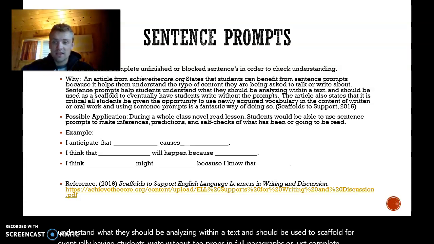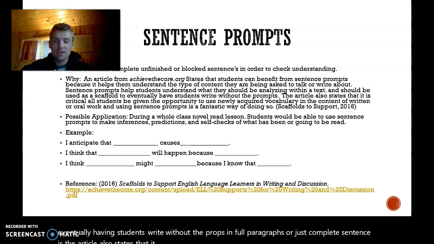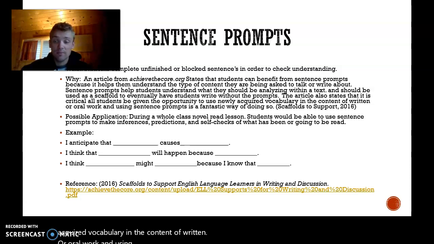The article also states that it is critical for all students to be given the opportunity to use newly acquired vocabulary in the context of written or oral work, and using sentence props is a great way of doing that.